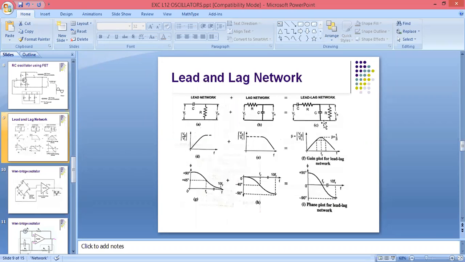This is the lead and lag network. Lead network means what? If we are using first capacitor, then resistor, we are calling that network the lead network. This is the graph of gain with respect to frequency. You can see here, as frequency is increasing, gain is increasing, and this is approximately 60 degree. So we are using 3 RC network. And lag means what? If we are using first resistor, then capacitor. You can see here gain is decreasing with respect to frequency. Lead lag means if we are using lead as well as the lag network.